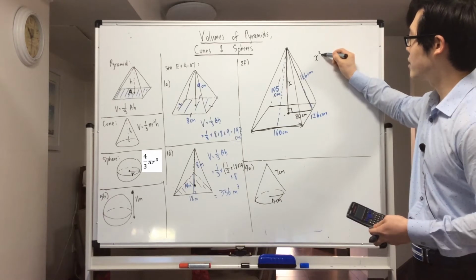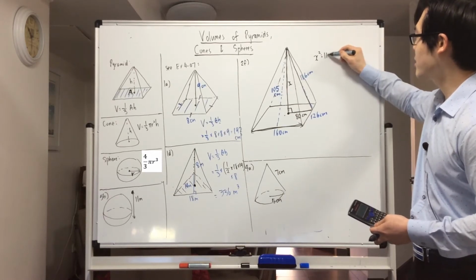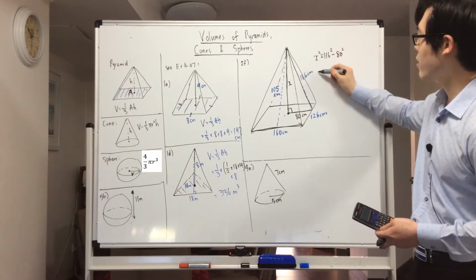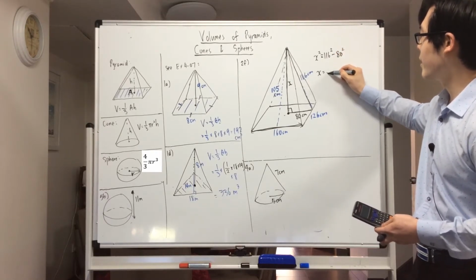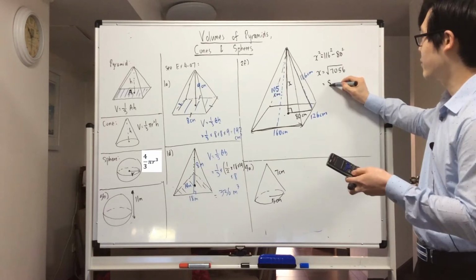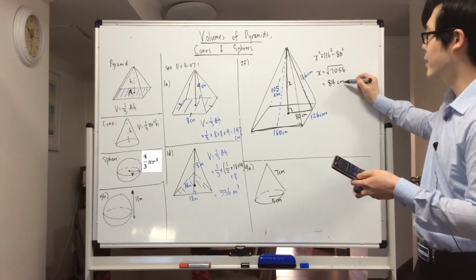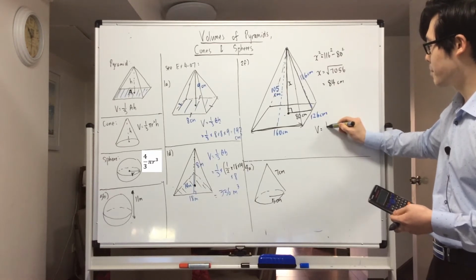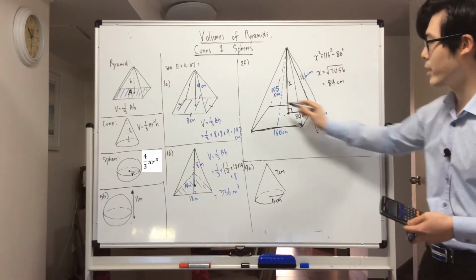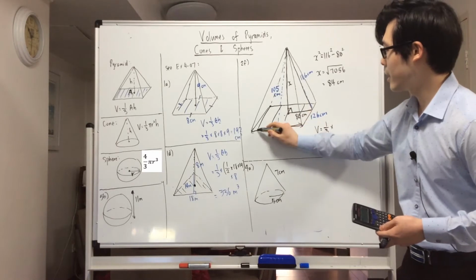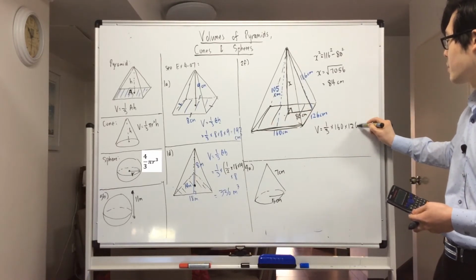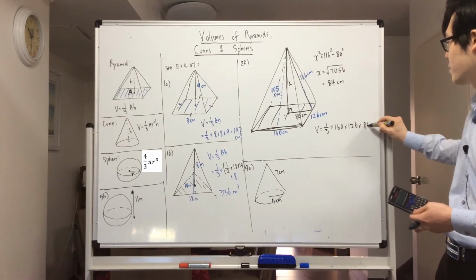So x squared is equal to the hypotenuse, 116 squared, take away 80 squared, because we're finding the shorter length. And then if I square root that, 84. All right, so the perpendicular height is 84. Now we can use the formula. So the volume of this pyramid is a third times the area, which in this case is a rectangle, 160 times 126, times the perpendicular height, which I've just found to be 84.